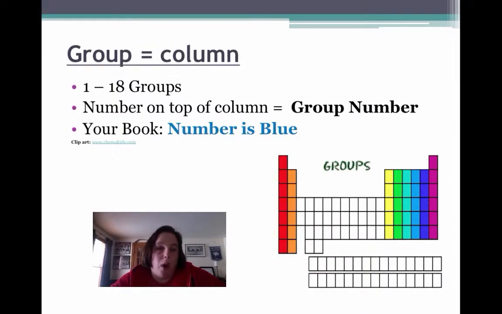Group is another word for a column. There are 18 groups or 18 columns on the periodic table, and the number on top of the column, if you're using your periodic table from your book, is in blue, not in black. The periodic table I have in front of me, it's black. So just find out what it is, but make sure it goes from 1 to 18.